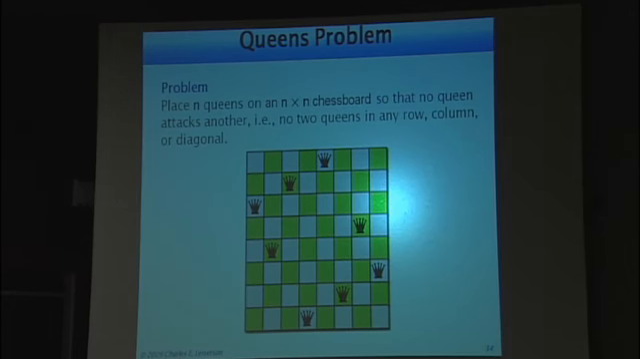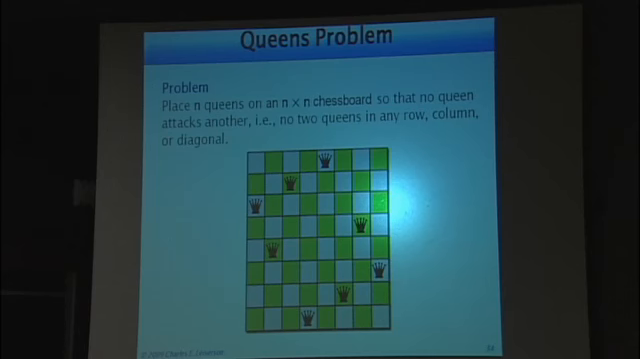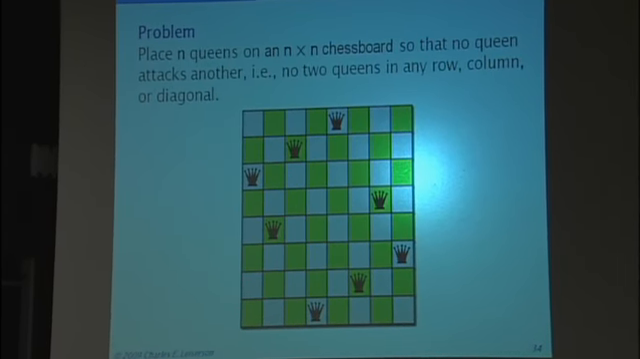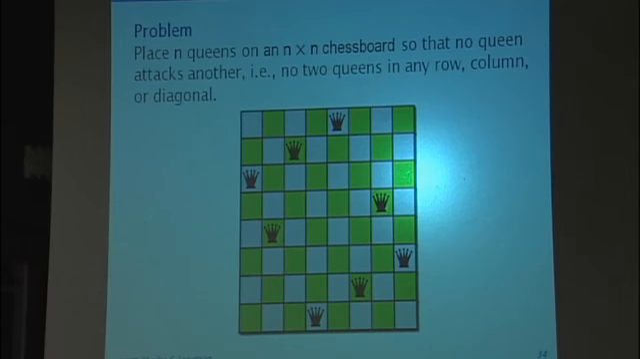Here's a problem for which bit representations are a lot of fun. Last year we gave this as a problem to students. This year we're giving you a different problem, so that lets me lecture on it. Many people are probably familiar with this old chestnut. The queens problem is to place n queens on an n by n chessboard so that no queen attacks another. So there are no two queens in any row, column, or diagonal.